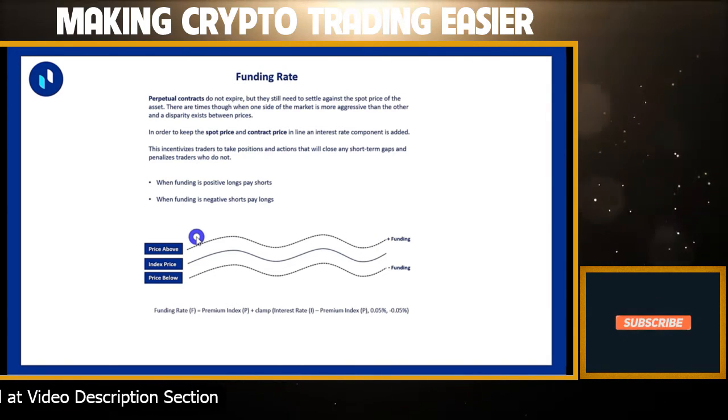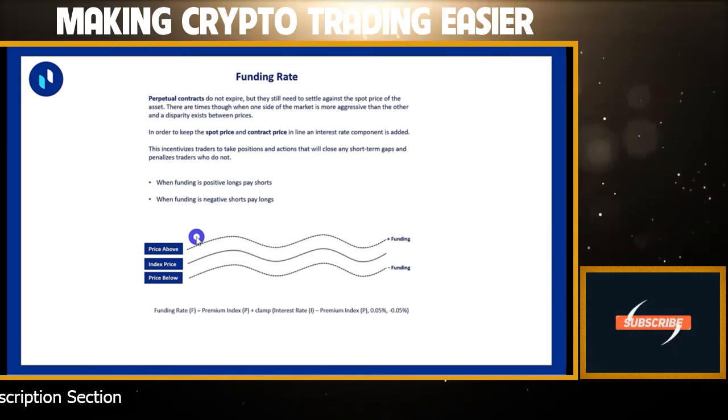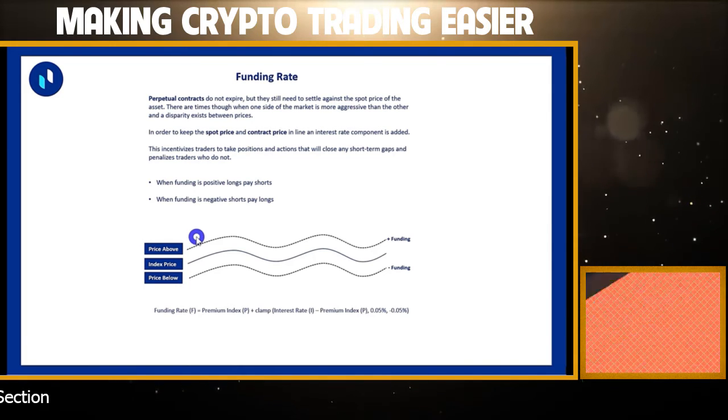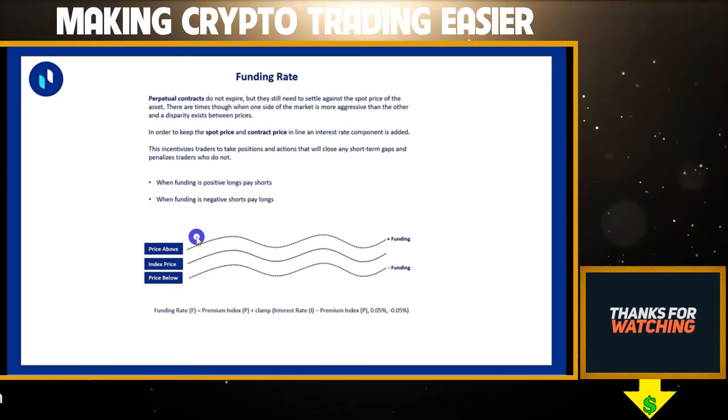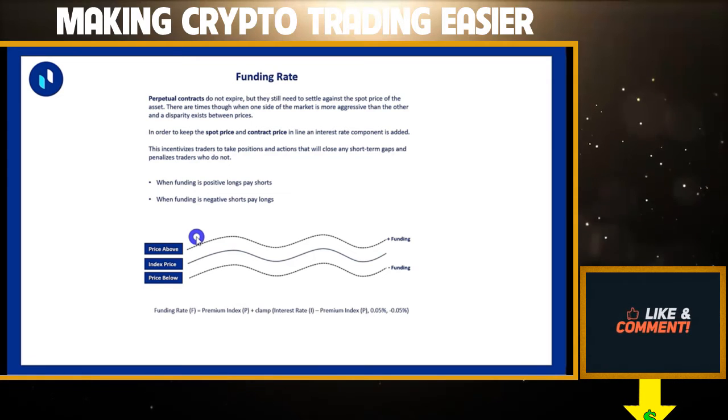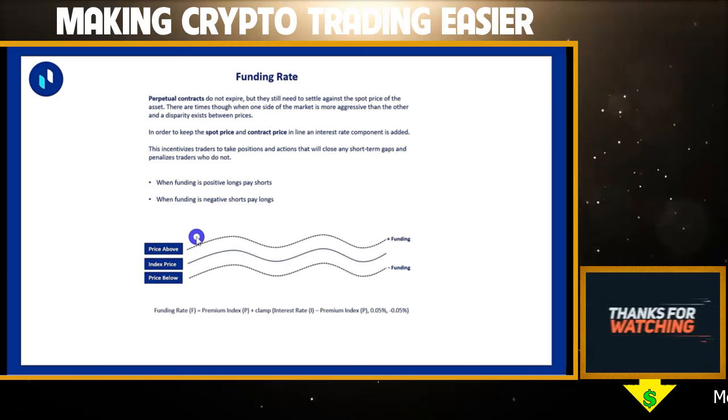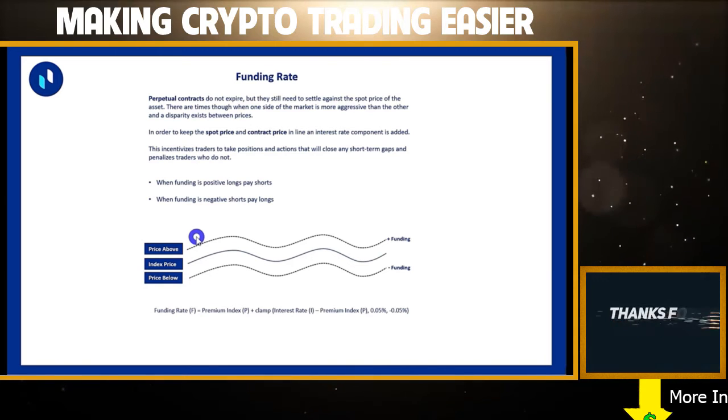Okay, so how is this an incentive? Well, if you're long, all you have to do is close out your position before the funding rate expires, and then you don't have to pay it. All right, so what happens? You close your position out. That acts as movement to the downside.